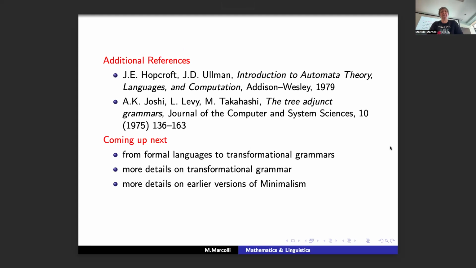Okay, so this is pretty much all I want to say about formal languages. Now I just want to go into a little more detail on how things developed after these models based on formal languages. I mentioned very briefly in my previous class these ideas of transformational grammars and minimalism, and I want to say a little bit more about those now. So let me get to the next slide.